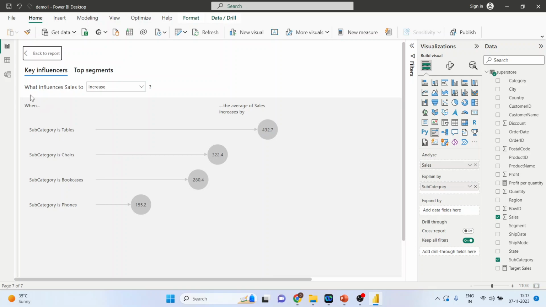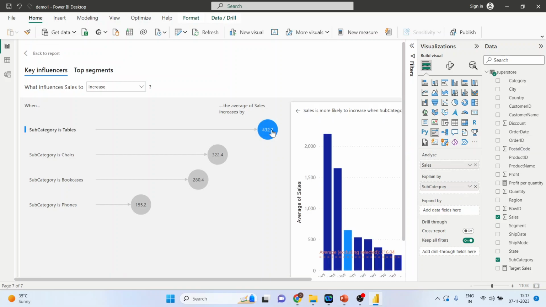Now read this question. What influences sales to increase? So first is subcategory. When the subcategory is stables, your sales increases. Read this. When subcategory is stable, the average sales is 4327.75 units, higher compared to all other values of subcategory. This influencer contains approximately 3.19% of the data. Click on it. You will get more insight.